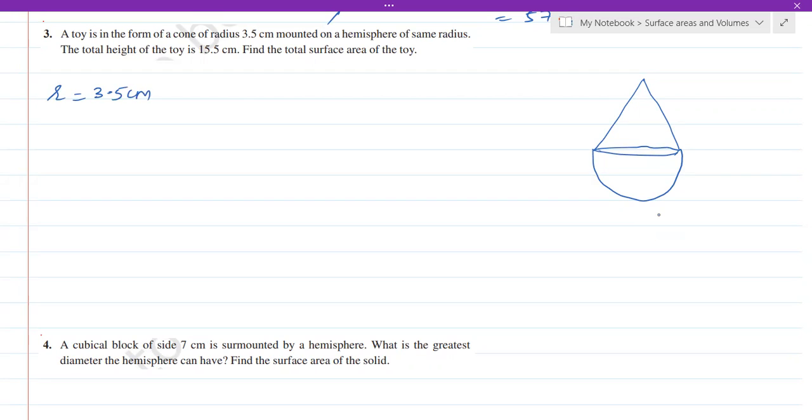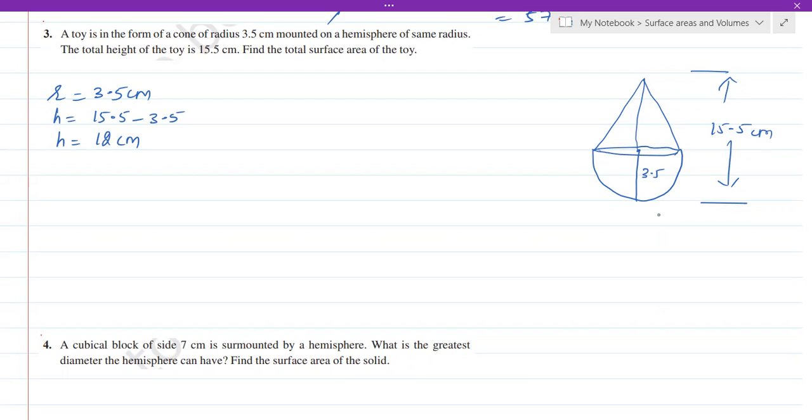Again, the total height of the toy is given. The total height of the toy, that is from top to the bottom, is given as 15.5 centimeters. Now again, obviously we need the height of the cone. So from here to here, it is radius, which is 3.5. In 15.5, if you subtract 3.5, you get the height of the cone, isn't it? So H will be equal to 15.5 minus 3.5. Therefore, H is 12 centimeter.